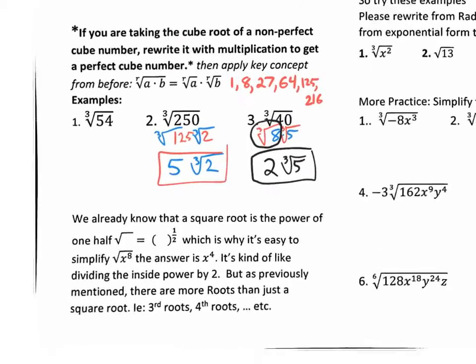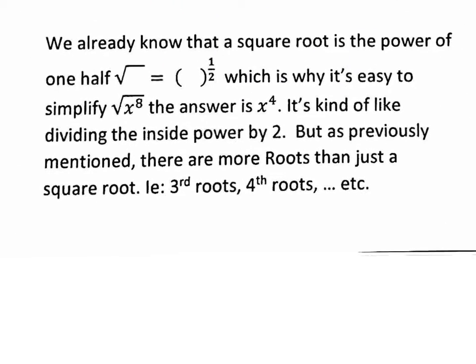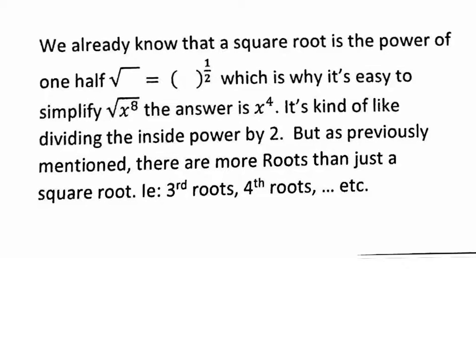Okay, so this is technically video 3. We're picking up right where we left off on the other video. Listen to this. We already know that a square root is the power of 1/2, right? The square root is really the power of 1/2. You could rewrite it, which is why it's easy to simplify the square root of x to the 8th. The answer is x to the 4th.